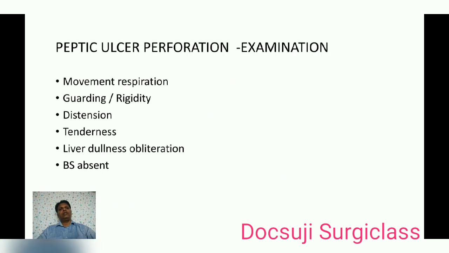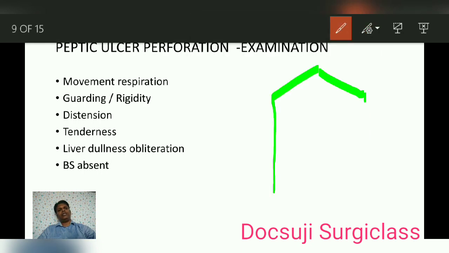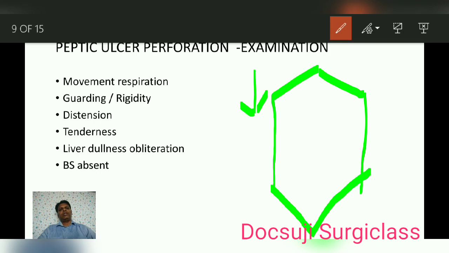Then followed by abdominal examination, that is, the local examination. So what happens in the local examination? We all know that all the quadrants and regions of the abdomen usually move with respiration. But here the movement with respiration is affected because of the peritonitis.